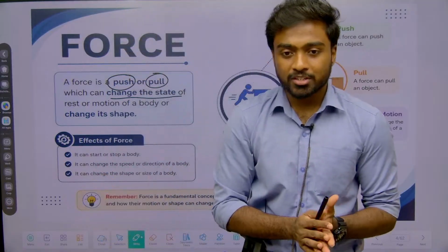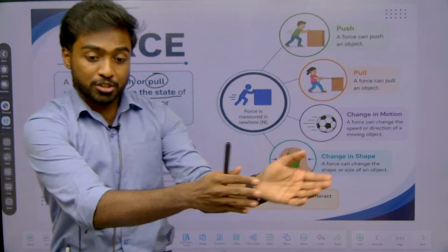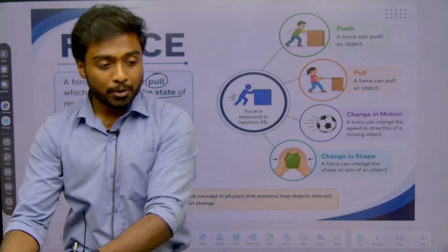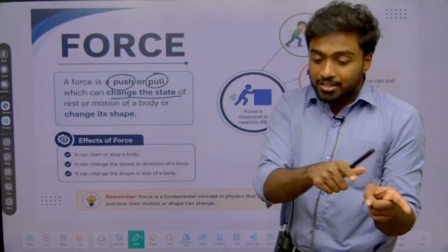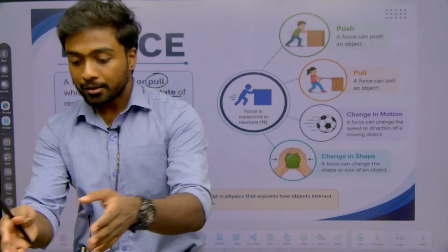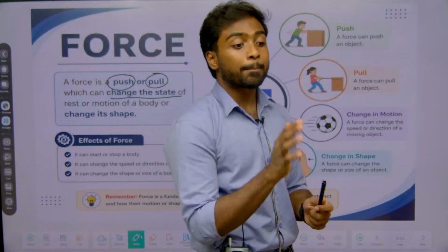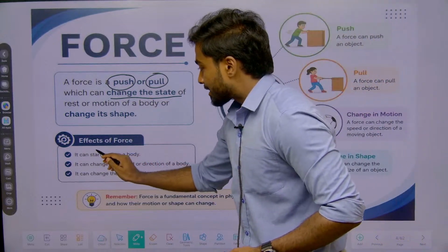It changes its position. Initially he is in the corner of this bench and you are pushing the person. So what happens? He will fall down, right? Am I right? So he is changing his position there. Initially he was on the bench and he went down because of applying the force. So it can start or stop.